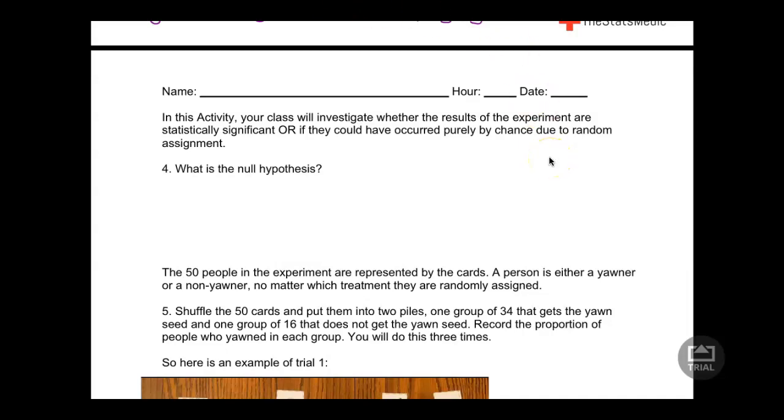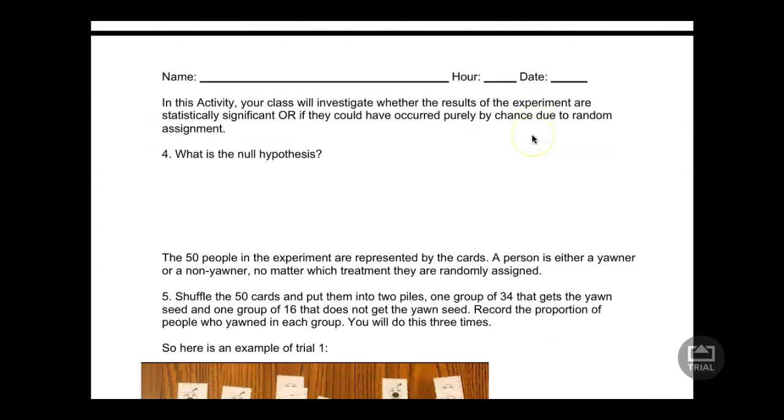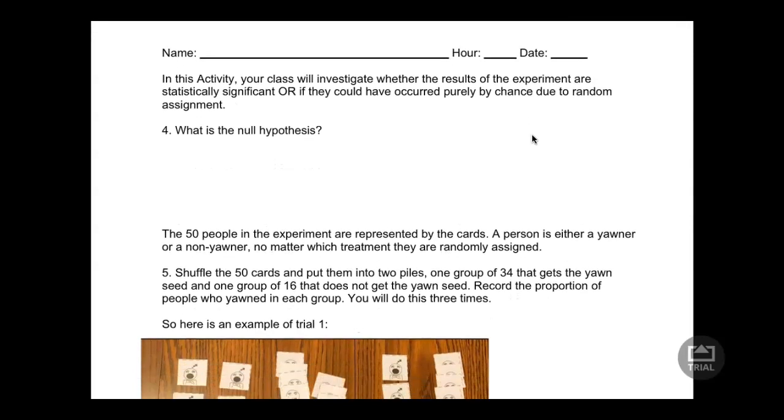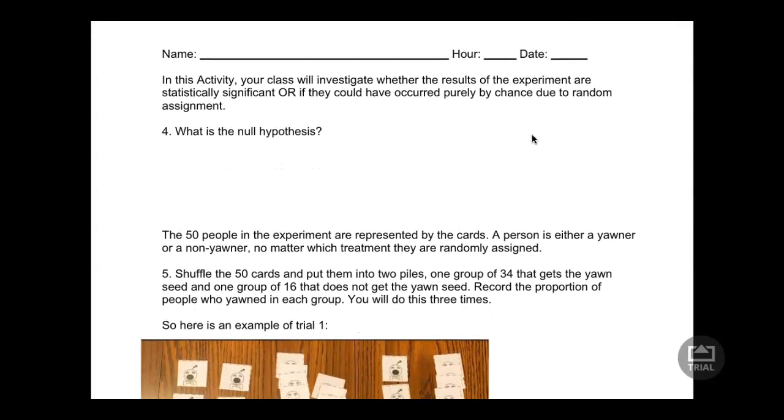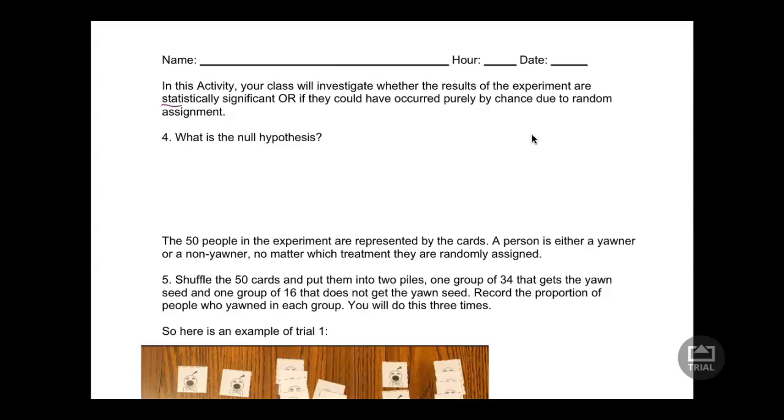Okay, let's go back and restate that question. All right, in this activity, your class will investigate whether the results are statistically significant, which means that they don't happen by chance, or that they could have occurred purely by chance due to random assignment. So again, this is an experiment, so we're not having random sampling, we are having random assignment.